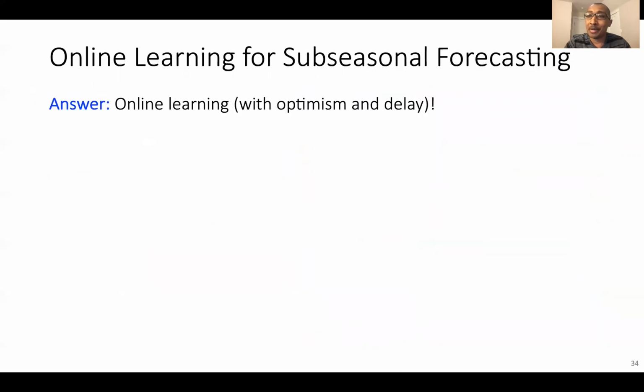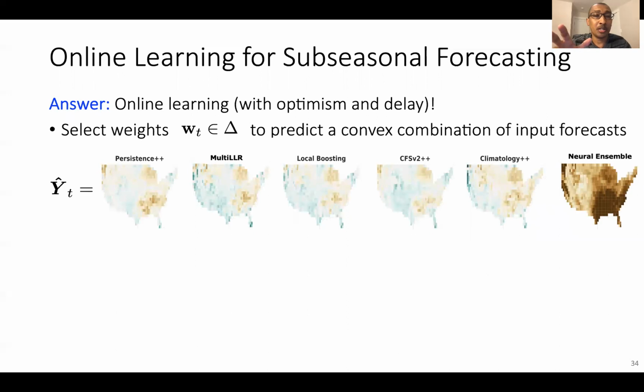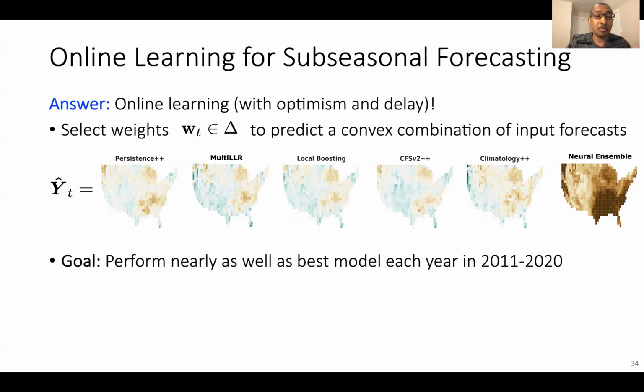And I think, as you might imagine at this point in the talk, our answer is going to be online learning with optimism and delay. So in particular, we'd like to select a set of weights, these are the WTs, lying in the simplex, so that we can predict a convex combination of our input forecasts. So if we think of the forecasts as columns in a big matrix, Y hat T, then we'll use this WT to combine those columns into a single forecast. And our goal is going to be to perform nearly as well as the best model each year in 2011 through 2020.